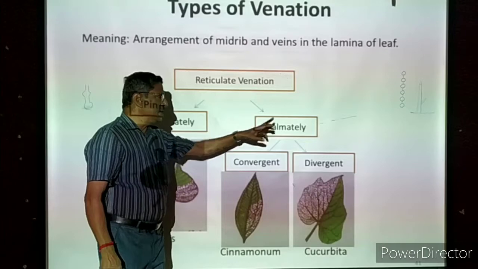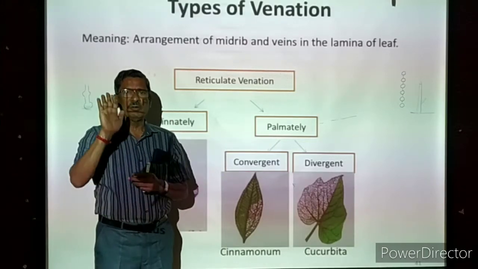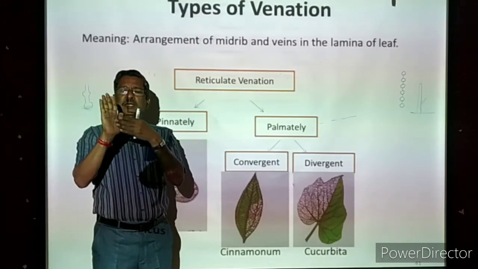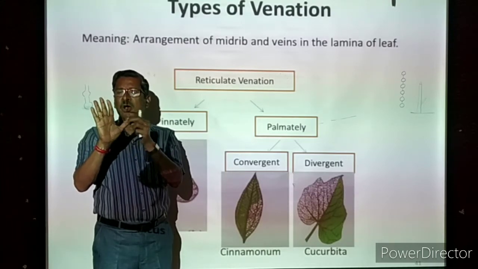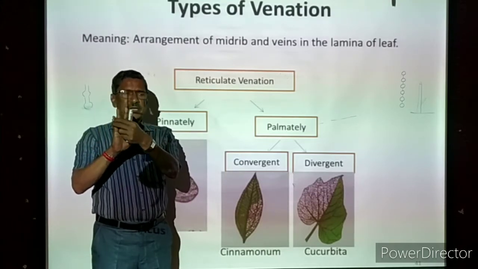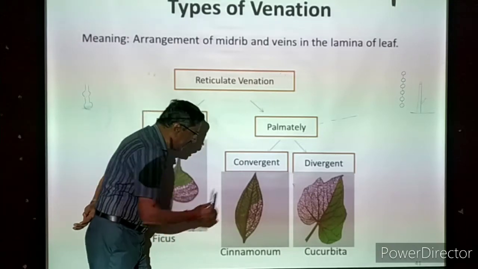Now we are coming to palmately reticulate venation. What is the meaning of palmately? Now we are taking our hand. In the hand, this is the palm. Palm is the common area. From the common area, all the fingers are arising. Similarly, the veins are arranged like this.